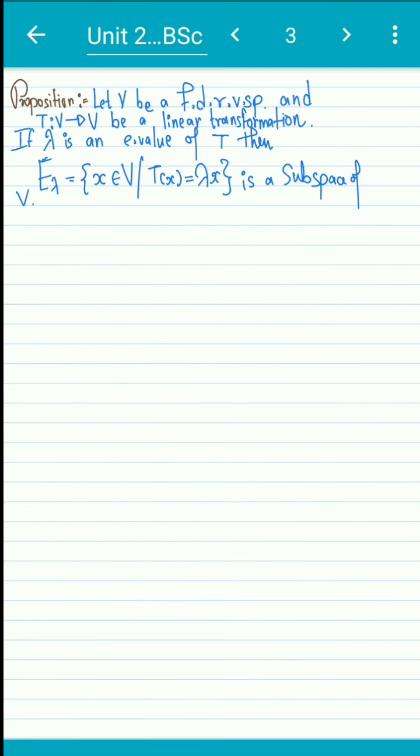So now I'll be proving one simple result, that is a proposition. I'm going according to your portion. Let V be a finite dimensional real vector space, the same notation I'm using, and T from V to V be a linear transformation. I hope you guys can read it. And lambda is an eigenvalue of T. Then I want to prove that this set E of lambda, which is the set of x inside V such that T of x is equal to lambda times x, is a subspace of V. This is my claim.